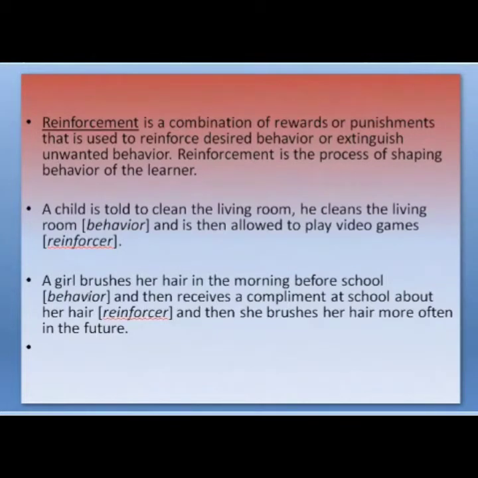In this example, a girl brushes her hair in the morning before school. It shows her general behavior.